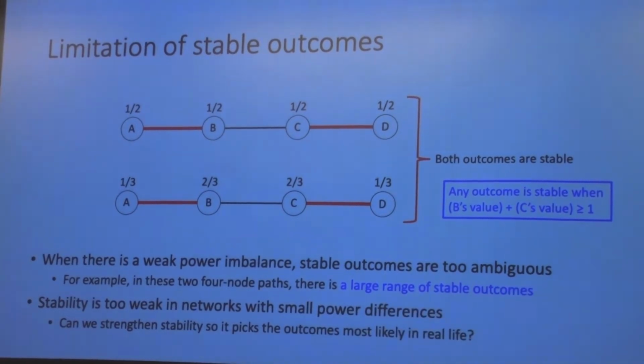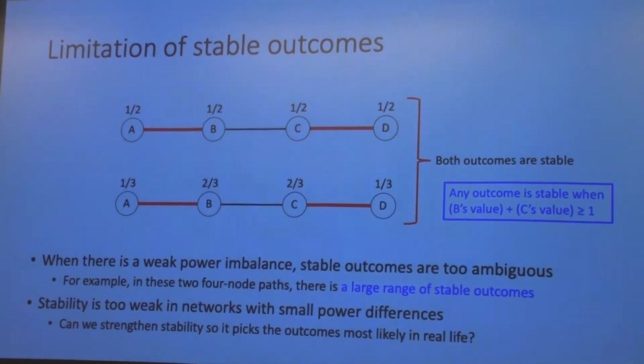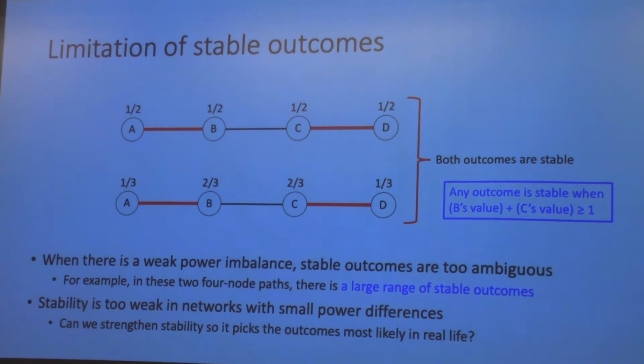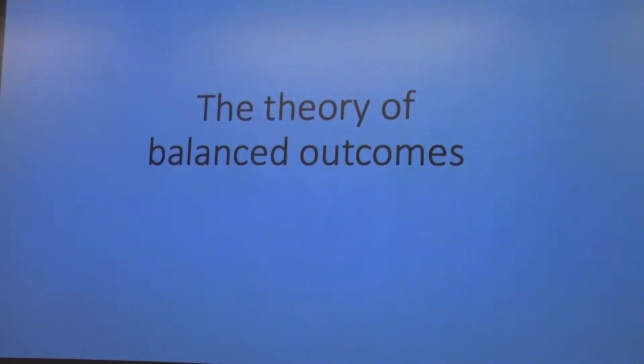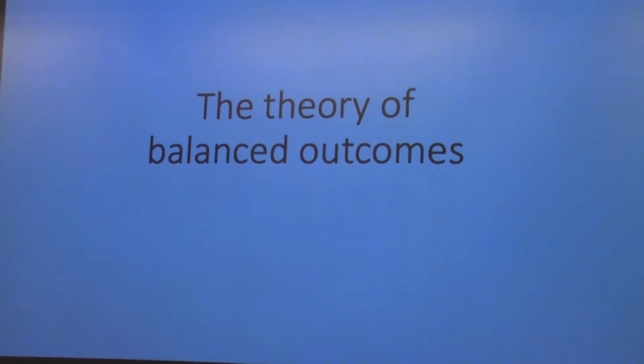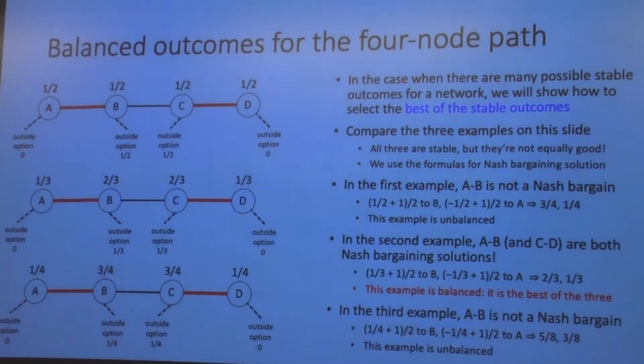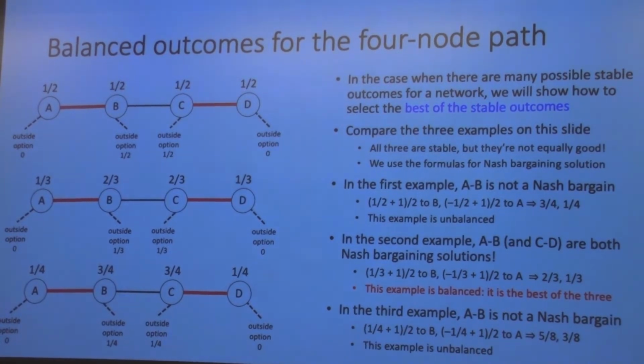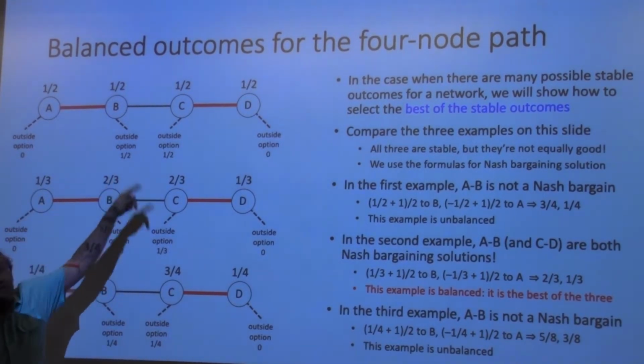So can we make it better? Yes. Basically the idea is to add the Nash bargaining solution to stability. And that gives us what we call a balanced outcome. A balanced outcome is a stable one, but a little bit more. Each of the matchings is also a Nash bargaining solution. Okay? And here are some examples. So again, I take the 4-node one, because here B and C can steal.